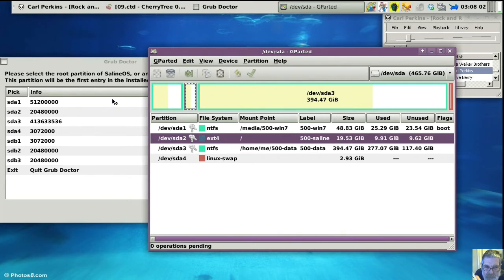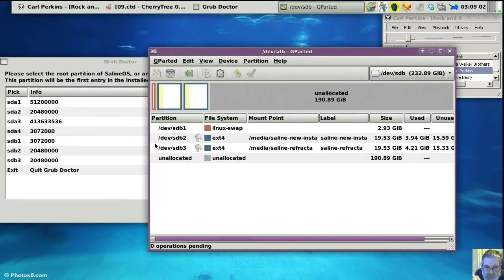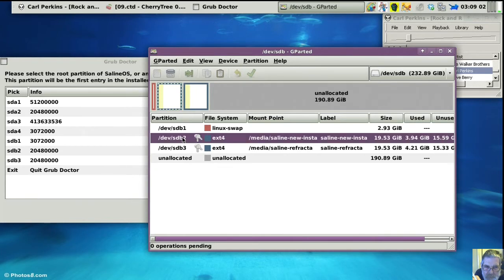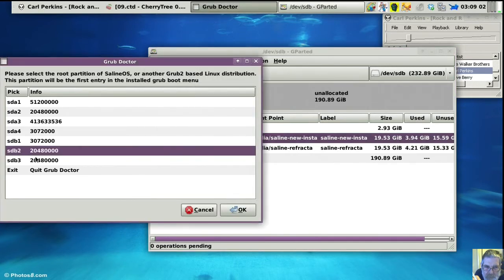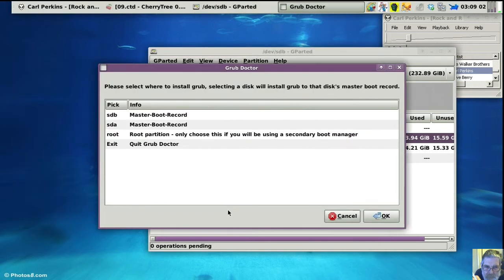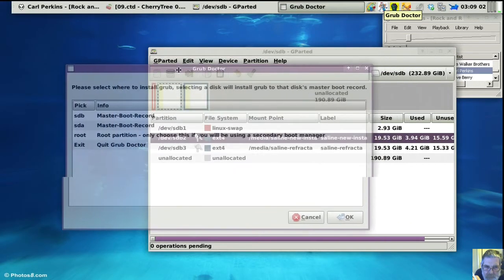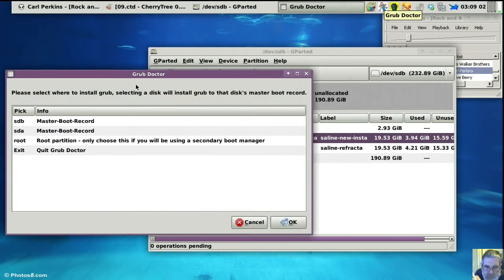I normally boot from the SDA2. And I think I only mess around with the grub on SDB, and I install it to the SDB. But it would be handy when you move that grub-doctor window over to the left, if it remembered your positioning and went back there next time.